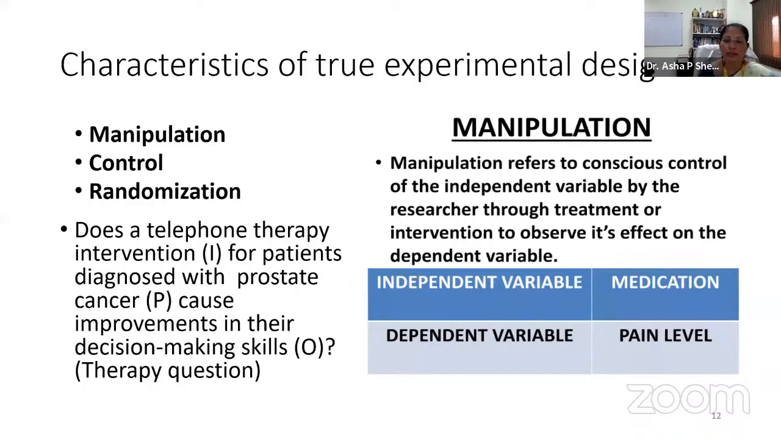So now let's understand a little bit what manipulation is. Manipulation refers to conscious control of the independent variable by the researcher through treatment or intervention to observe its effect on the dependent variable. I'm sure all of us are very clear what an independent variable is and what a dependent variable is.